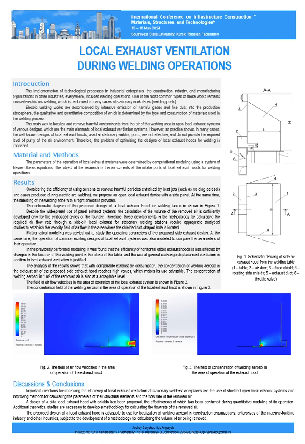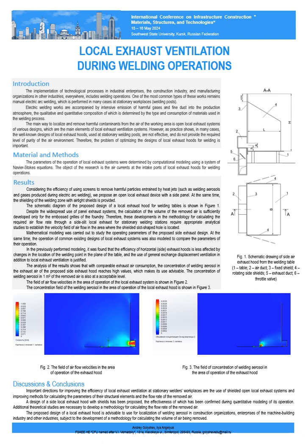The performed analysis showed that the most important directions for improving the efficiency of local exhaust ventilation and ensuring normal sanitary and hygienic working conditions at stationary welders' workplaces are the use of shielded open local exhaust hoods and improving methods for calculating their rational structural elements and aerodynamic parameters. The parameters of the operation of local exhaust systems were determined by computational modeling, using a system of Navier-Stokes equations. The object of the research is the air currents at the intake ports of local exhaust hoods for welding operations.